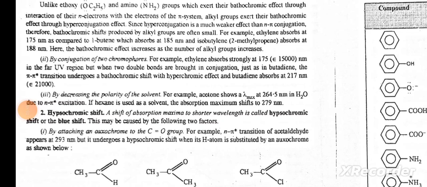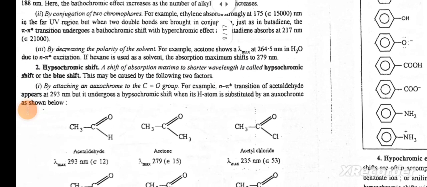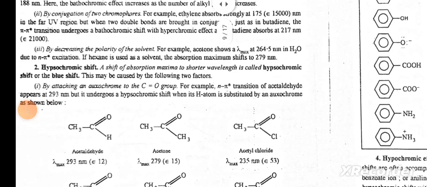By conjugation of two chromophores. For example, ethylene absorbs strongly at 175 nm in the far UV region, but when the two double bonds are brought into conjugation, as in butadiene, the pi to pi star transition undergoes a bathochromic shift with hyperchromic effect, and butadiene absorbs at 217 nm. By decreasing the polarity of the solvent. For example, acetone shows an absorption maximum in H2O due to n to pi star excitation. If hexane is used as a solvent, the absorption maximum shifts to 279 nm.